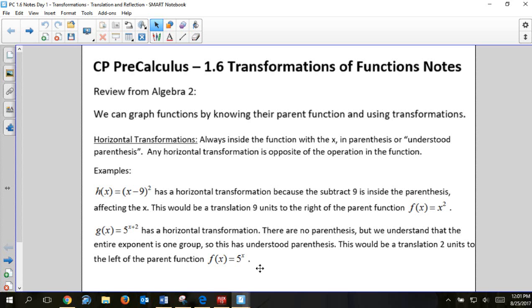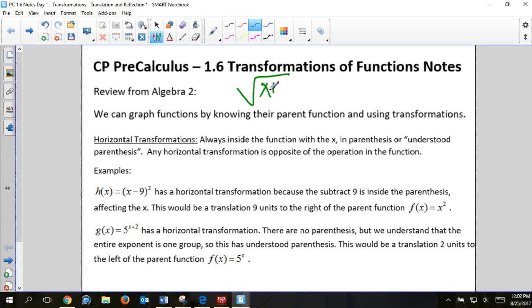So we're going through the table process to prepare us for harder stuff in the future. Horizontal transformations. There's two things you need to know about horizontal transformations. They are always inside of the parent function. Inside of the parent function.